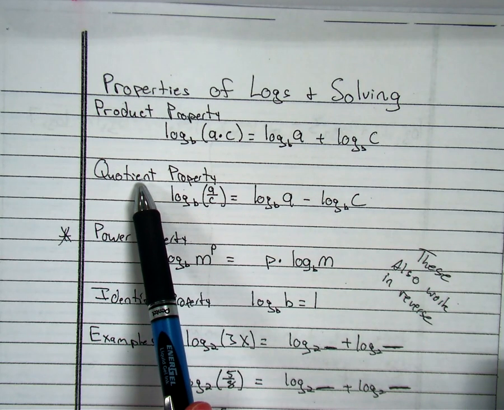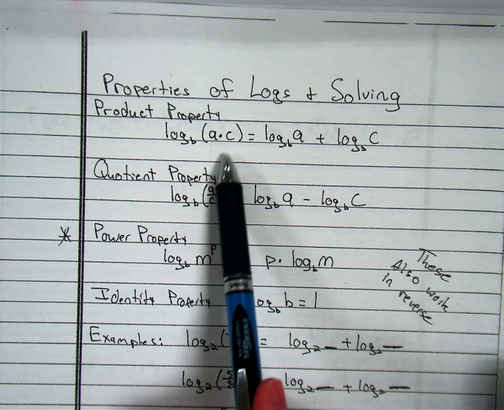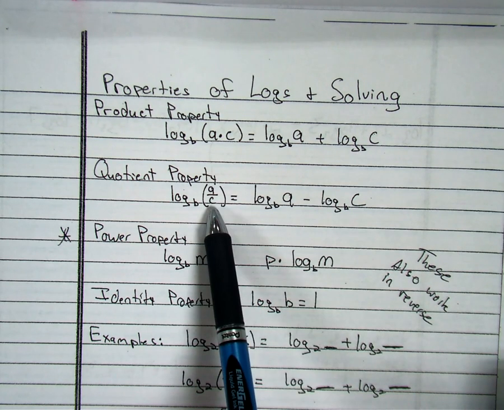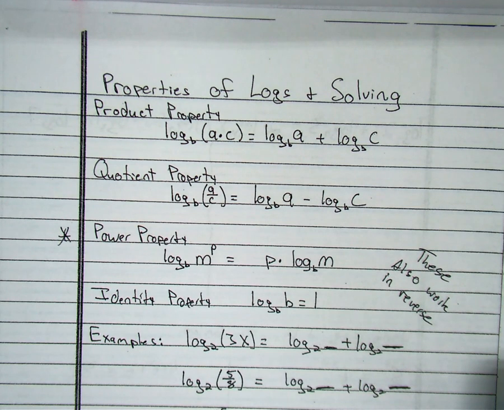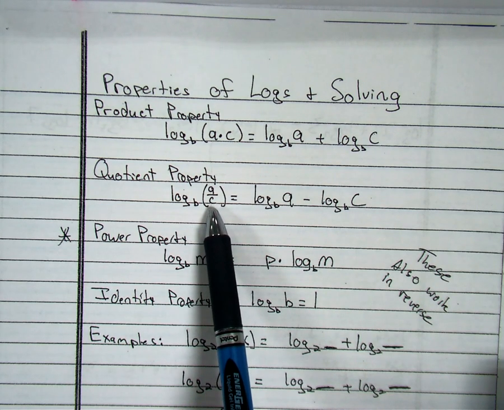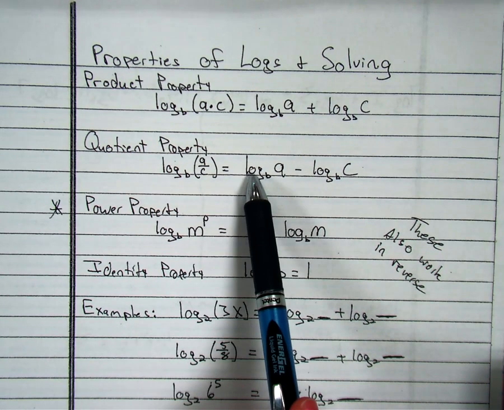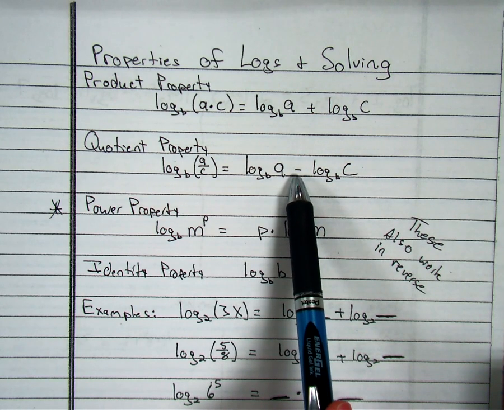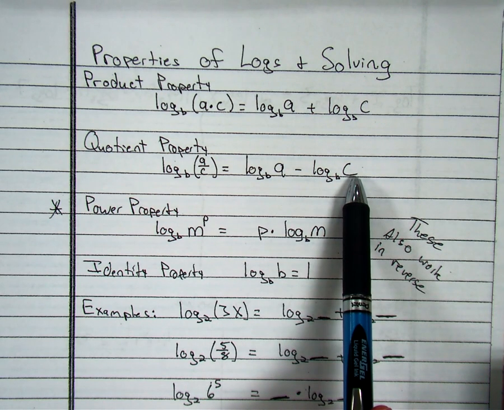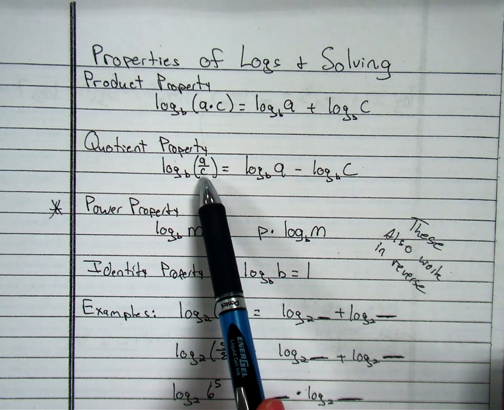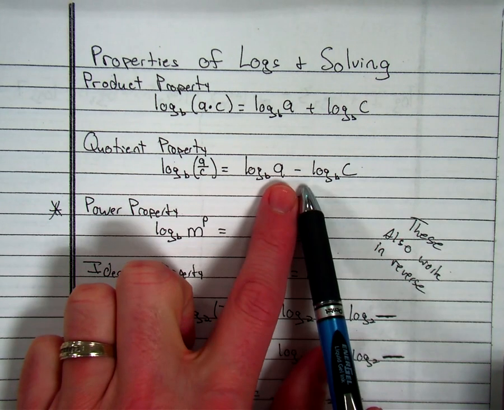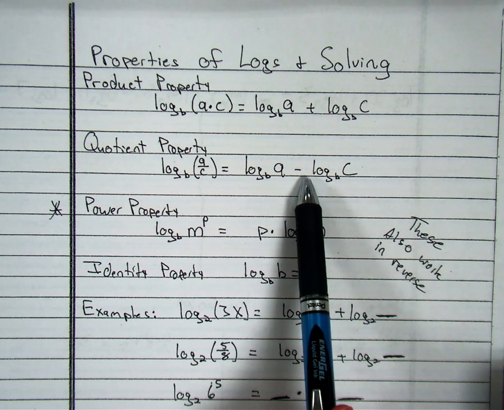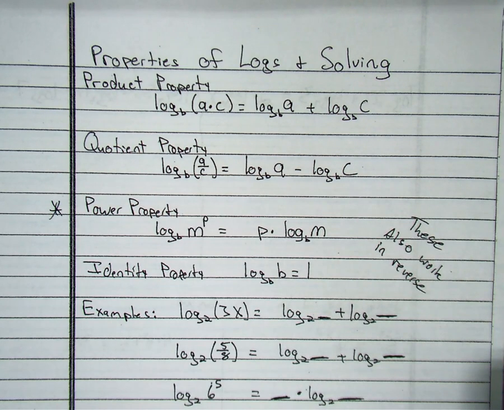The quotient property. Okay, if multiplication gets split up with addition, division is going to get split up with subtraction. So if you have log base b of a divided by c, we can separate that into 2 separate logs, log base b of a minus log base b of c. Order matters with this one. Whatever number's on the bottom, that one comes after the minus sign. Or if you're putting these 2 back together, whatever's after the minus sign is the one that goes on the bottom of the fraction.